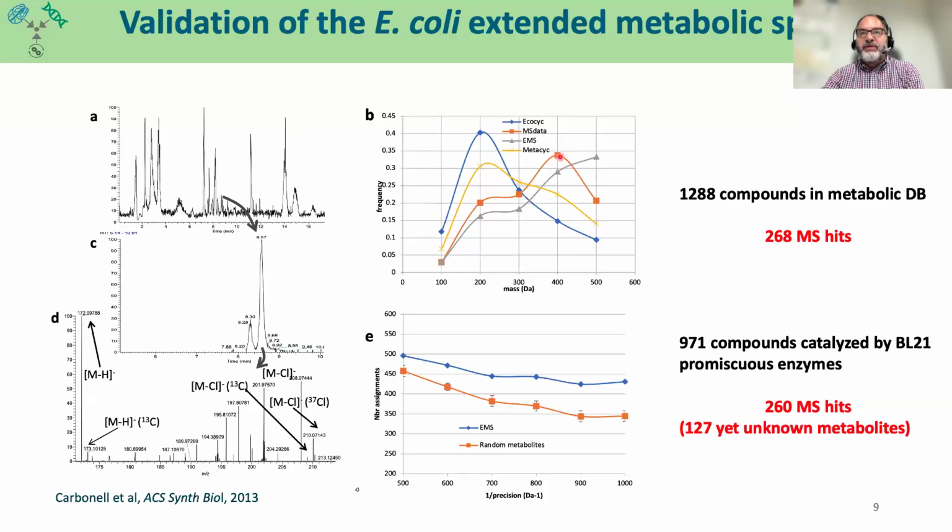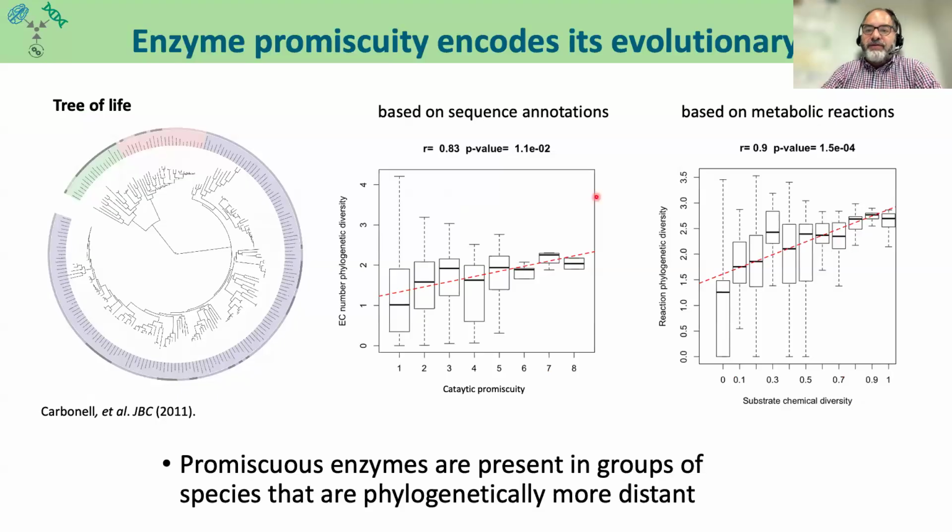This last point here is because we limit everything just to 500 Daltons, but you can make it for larger metabolites as well. And then another important thing that we also observe here is that when you are looking at the reaction space, you can see things that are pretty much related to evolution in a similar fashion as what you see when you are looking at homologous sequences. So there is like a parallel between the sequence annotations and the metabolic reactions.